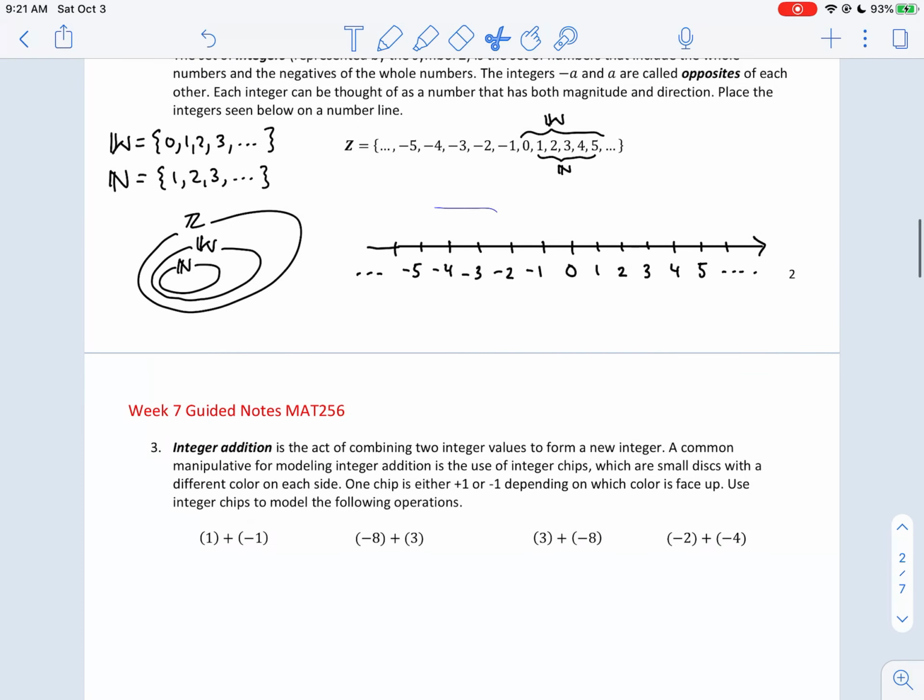Now, by convention, when you draw it horizontally, we tend to make the positive direction be off to the right. But that's just a convention. You might need to do it the other way around sometimes.